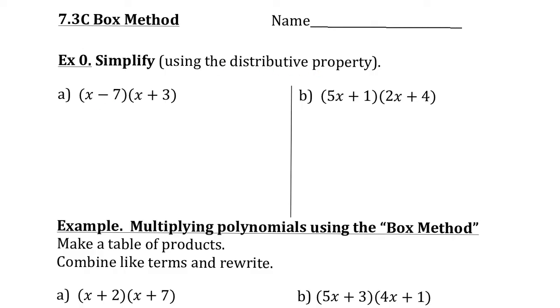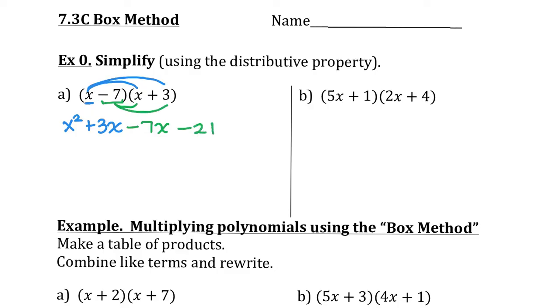If you recall, if I start in the first parentheses, I take the x and I distribute it to both terms in the second parentheses. So x times x is x squared, x times positive 3 is positive 3x. Then I take the next term in the first parentheses, which is a negative 7, and I distribute that, so that's negative 7x. Negative 7 times 3 is negative 21.